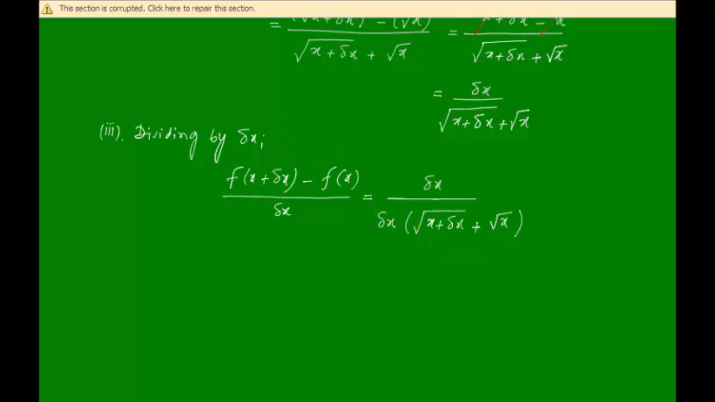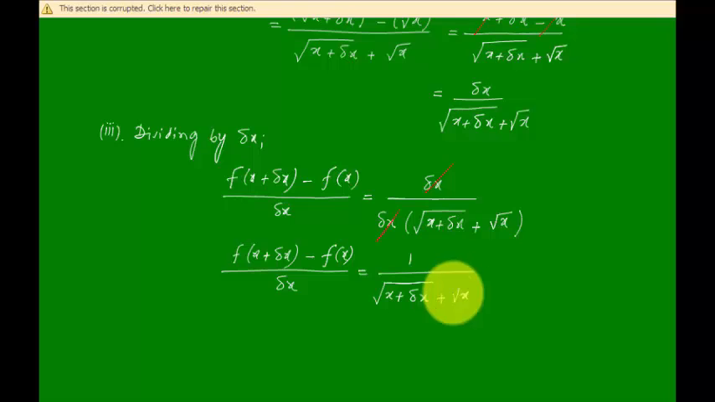Now from here you can see this delta x is cancelled with this delta x, and now we will get f of x plus delta x minus f of x divided by delta x is equal to 1 over square root of x plus delta x plus square root of x.